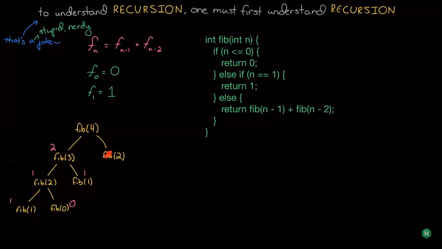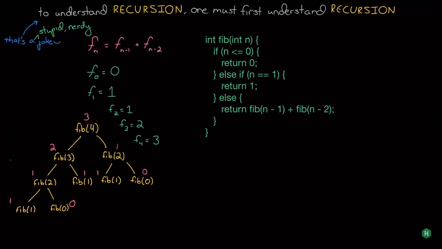Now it has to compute fib of 2. Fib of 2 goes out to call fib of 1, hits a base case, and returns 1. Fib of 0 hits another base case and returns 0. So fib of 2 returns 1. And then fib of 4 just has to add up this 2 and this 1 to get back an answer of 3. And so that computes the fourth value in the Fibonacci sequence: 3.